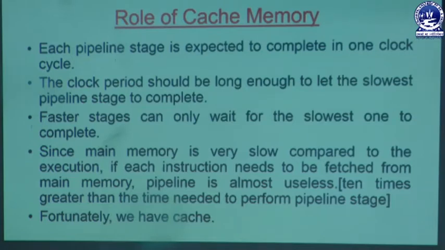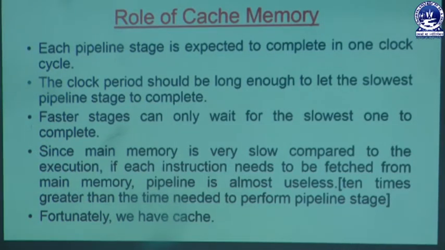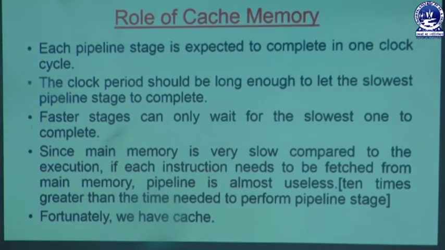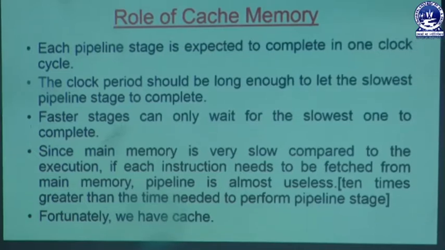Let's say we take one clock cycle period of 2 nanoseconds, and the slowest stage needs those 2 nanoseconds to complete, but the faster stages may need only 1 nanosecond to complete their operation. So in that type of situation, the faster stage has to wait for 1 nanosecond so that the pipeline stages will be completed.